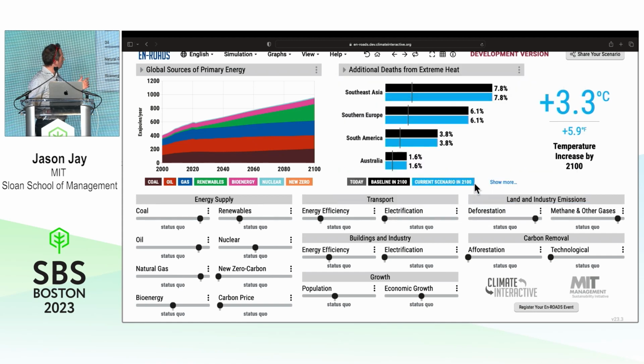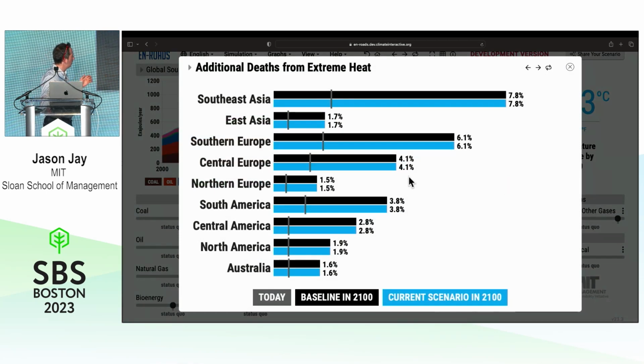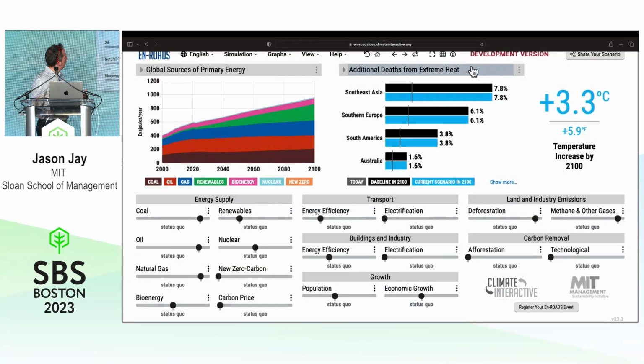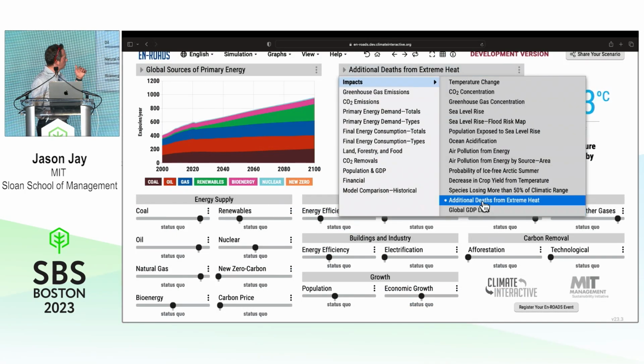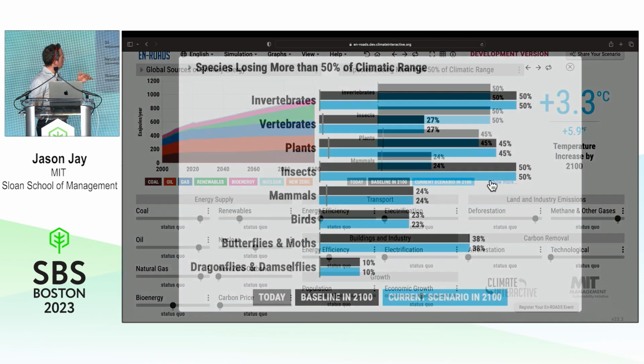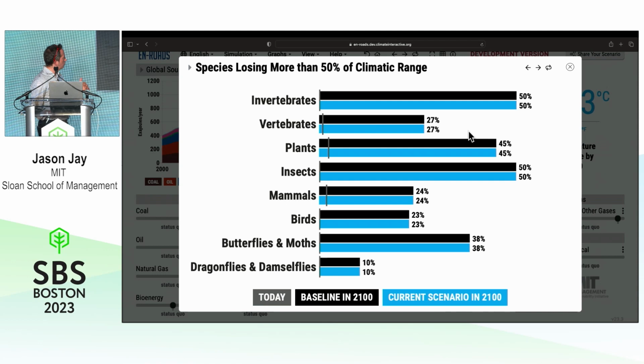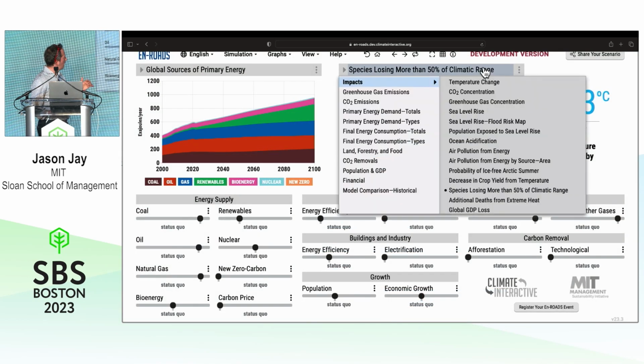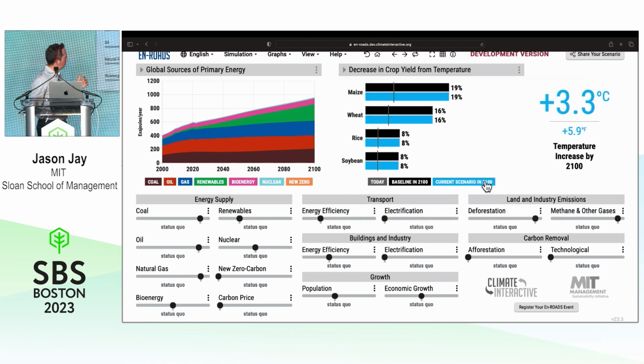So additional deaths from extreme heat in a variety of different geographies where we expect to see much higher temperatures, much higher frequency of high degree days. The effects not just on human health, but on other life. So the species that are losing some of their climatic range due to the shifts in the climate, and their ability to adapt will be limited at the pace that it's happening.